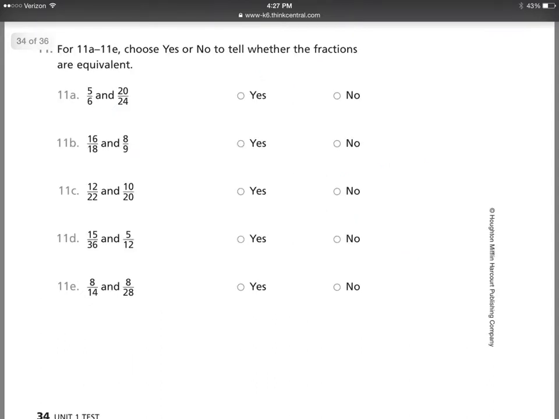On number 11, there are 5 questions there actually. You're just checking yes or no as to whether or not the fractions are equal.